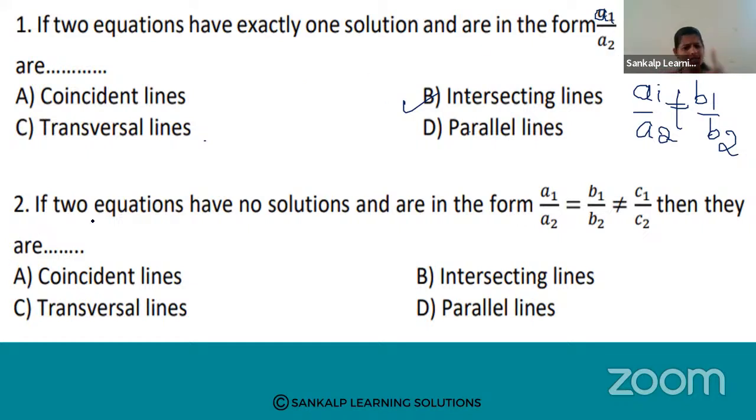Next, if two equations have no solutions, this is very important. When two equations have no solutions and are in the form a1 divided by a2 is equal to b1 divided by b2 is not equal to c1 divided by c2, then again, are they coincident lines, intersecting lines, transversal lines or parallel lines? Yes, when you get this type of result, the lines are parallel lines, right? So those lines are parallel lines.